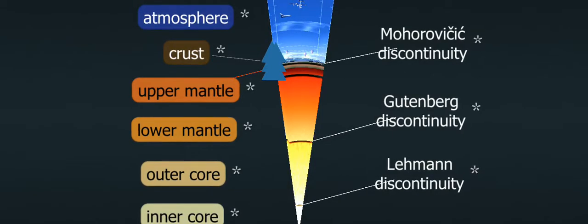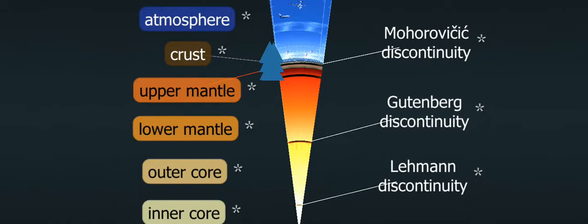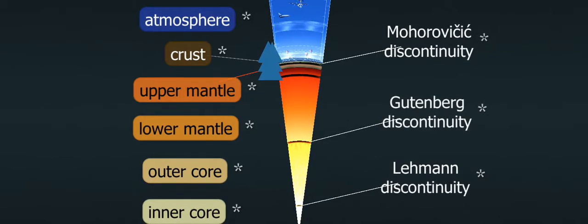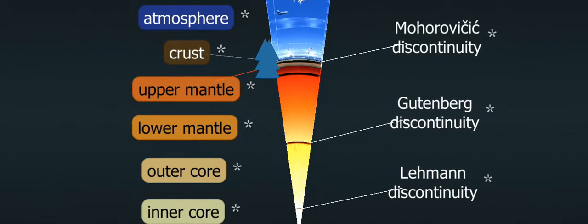Geospheres are grouped into outer and inner layers. The outer layers are the atmosphere, the biosphere, and the hydrosphere. The inner layers are the crust, the mantle, and the core.